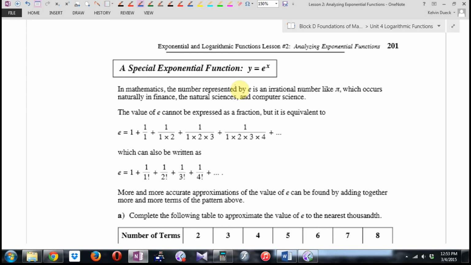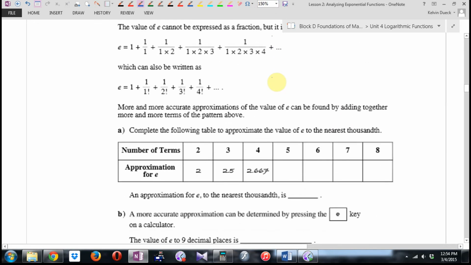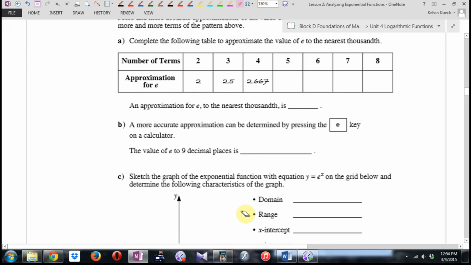It's 1 plus 1 over 1 plus 1 over 2 factorial plus 1 over 3 factorial plus 1 over 4 factorial plus 1 over 5 factorial plus 1 over 6 factorial. If you do that to infinity, you'll get E. How'd they prove that? It's a long, multi-page proof. You can find better and better approximations by adding more and more terms of this. I'm not going to, because we just found it on our calculator.